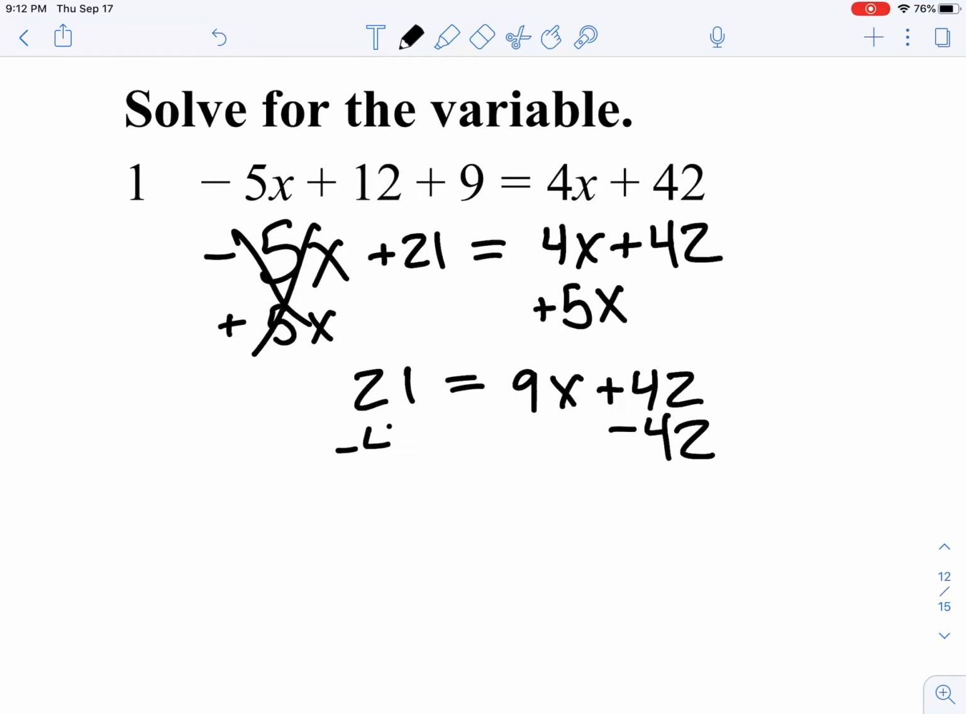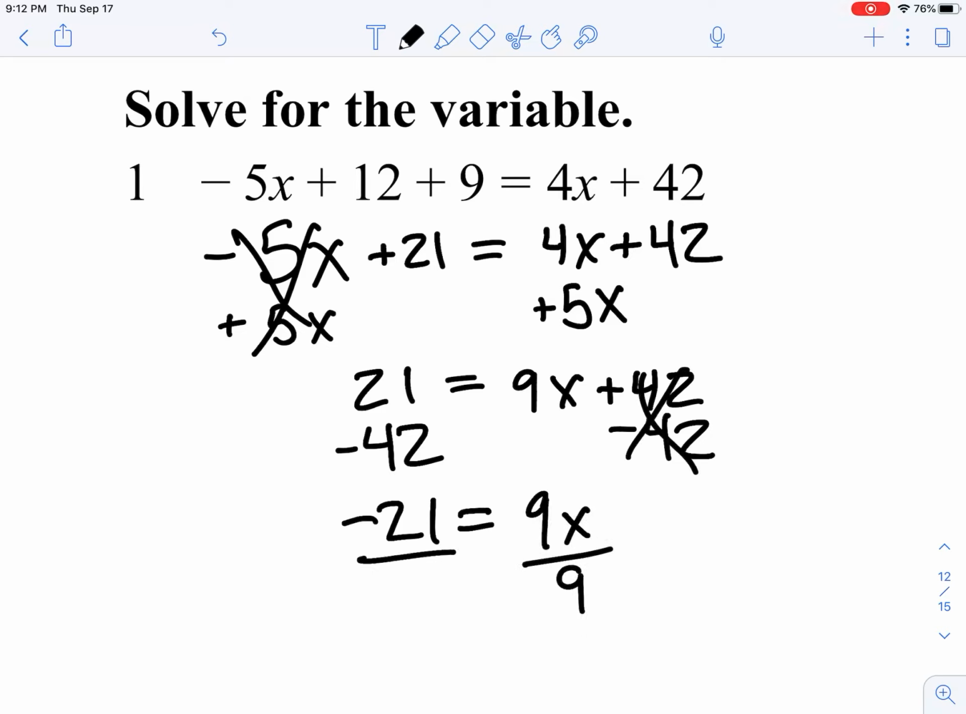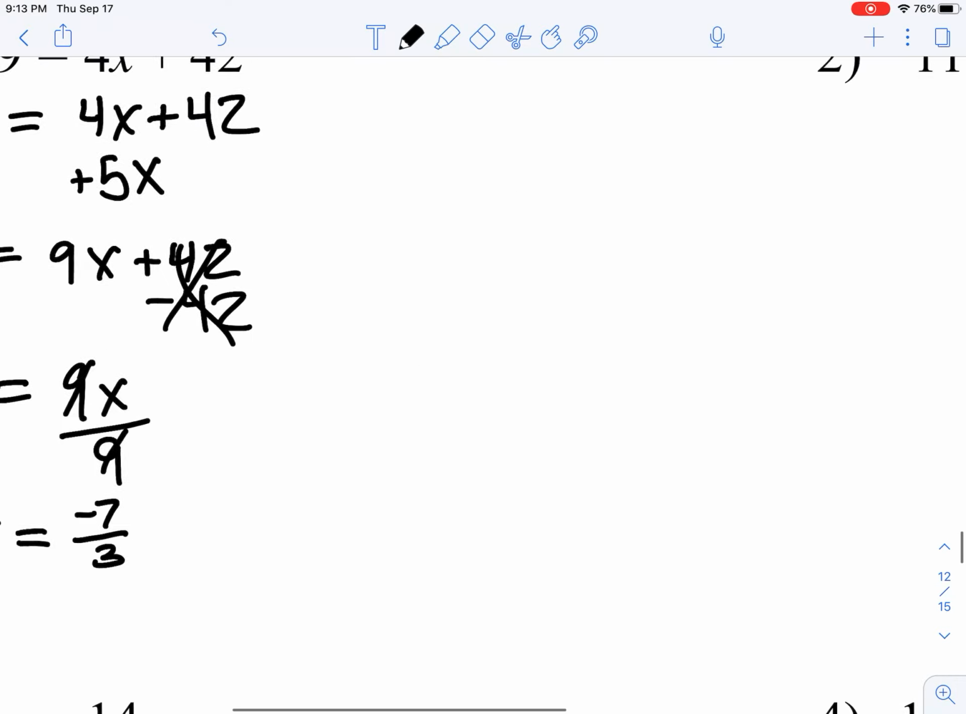Subtract 42. Subtract 42. This is just a regular two-step equation now. Negative 21 equals 9x. Those are canceled out. Divide by 9, divide by 9. And I'm flipping these around as well, but you're going to get x equals negative 21 over 9 because those cancel out. And simplified, that's going to be a negative 7 over 3. And that is it for the first one.